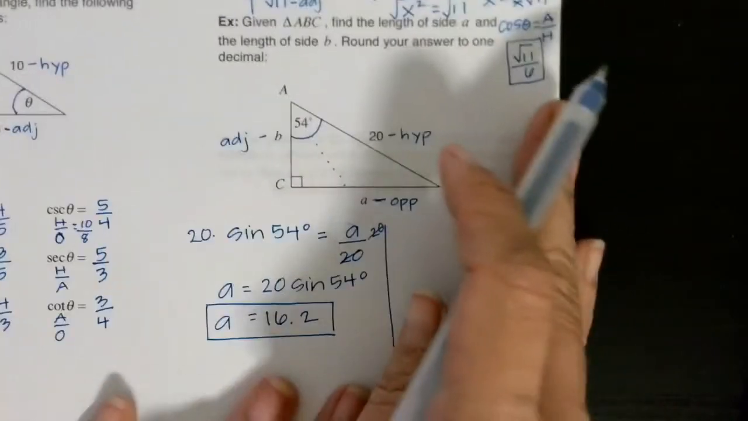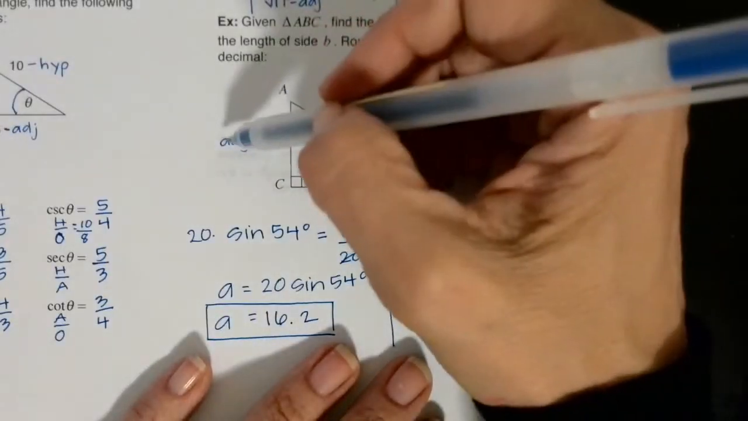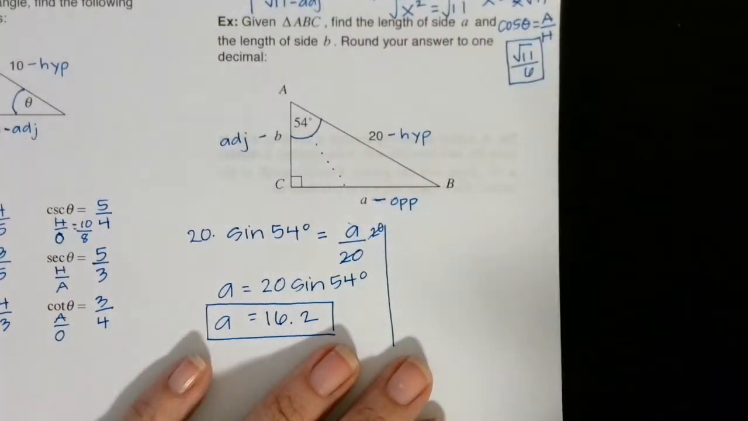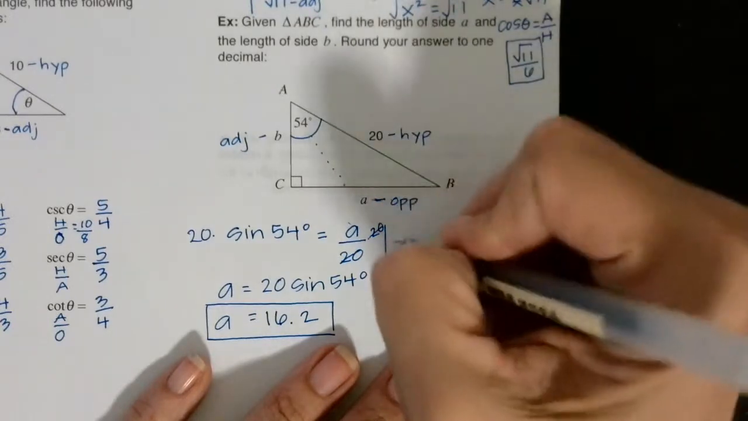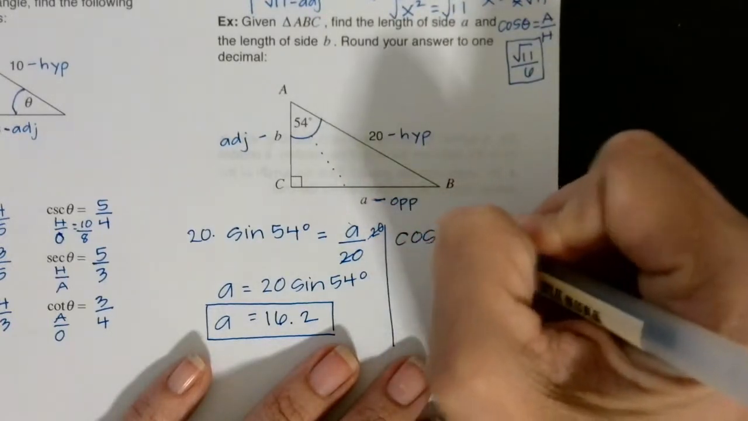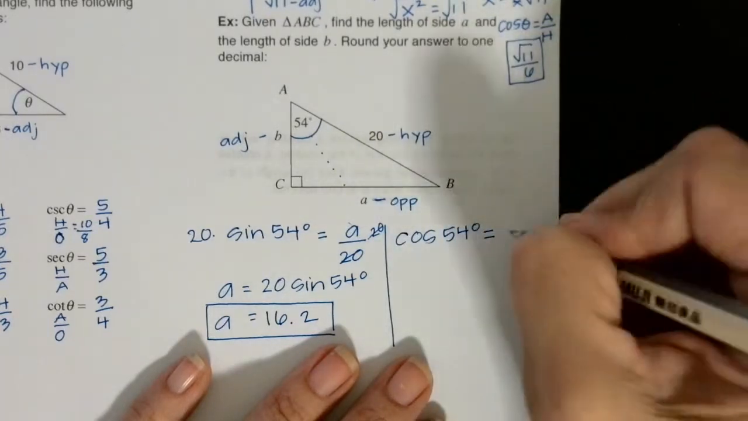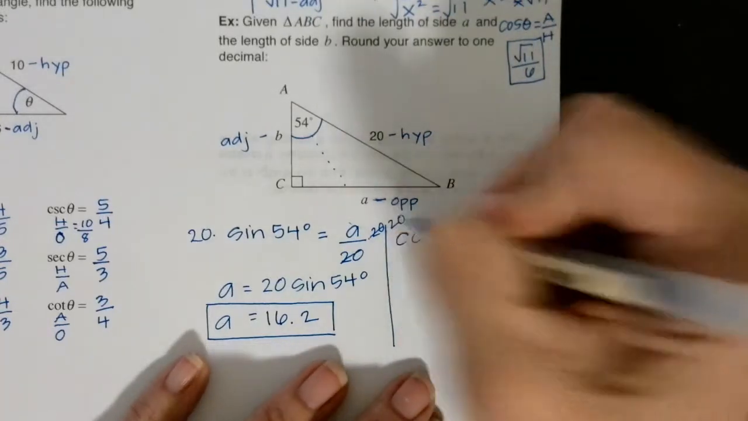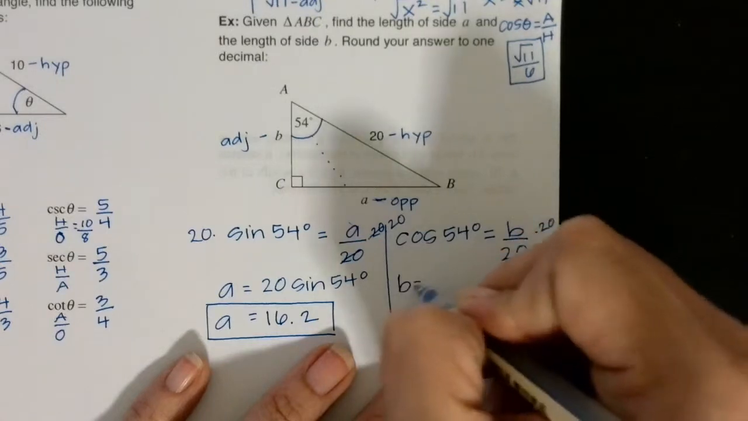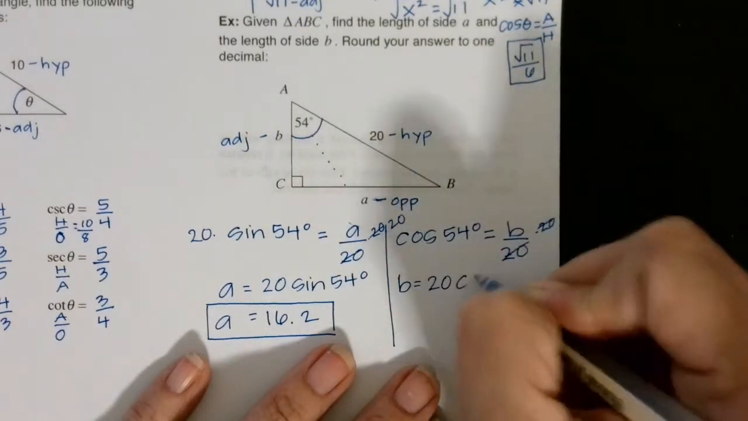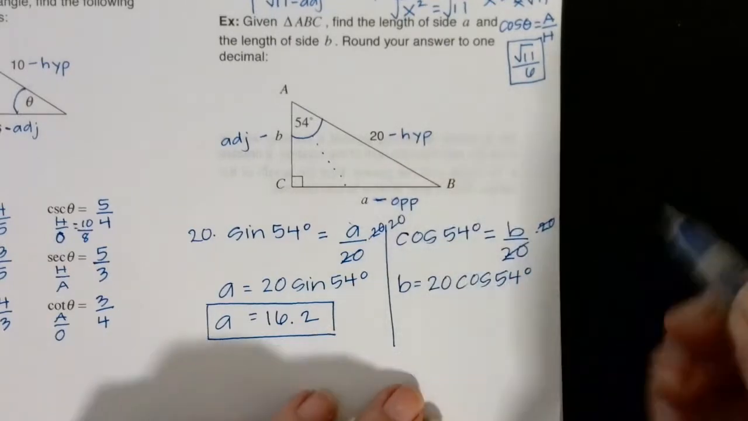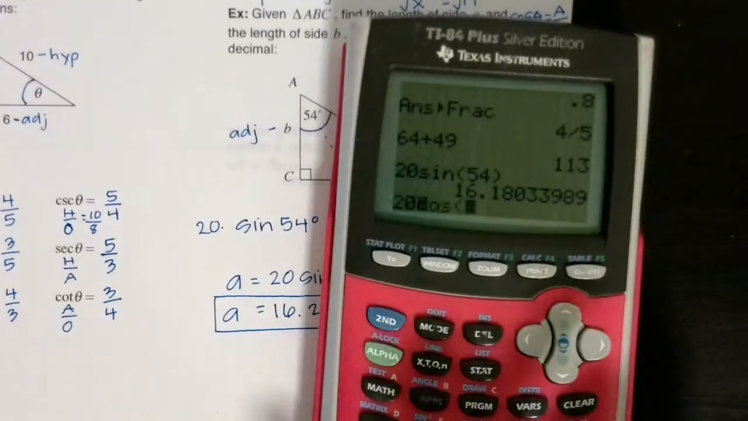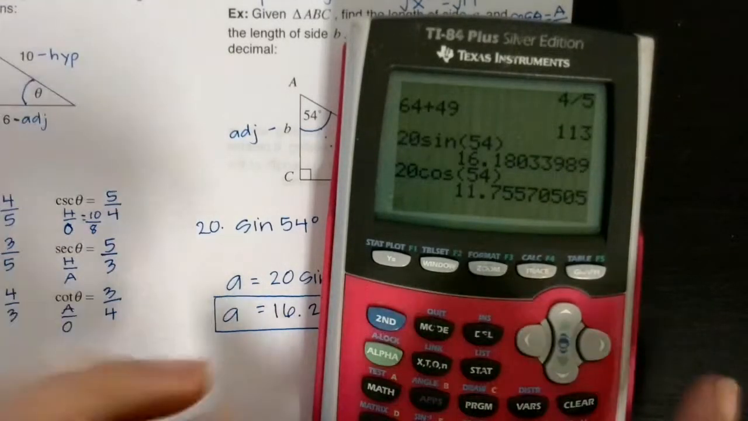It also wants us to find the length of side B. So with respect to this 54-degree angle, that's the adjacent over hypotenuse side. So adjacent over hypotenuse would be cosine. It's very similar. Multiply both sides by 20. So we get b equals 20 cosine 54. Make sure your calculator's in degree mode. You plug it in. 20 cosine 54. And we get 11.8.